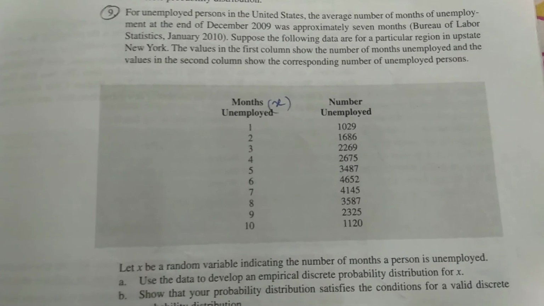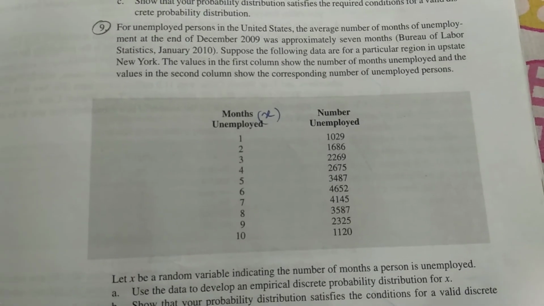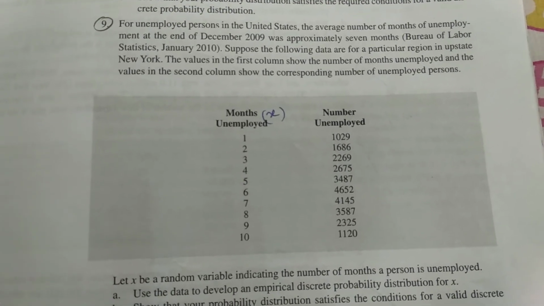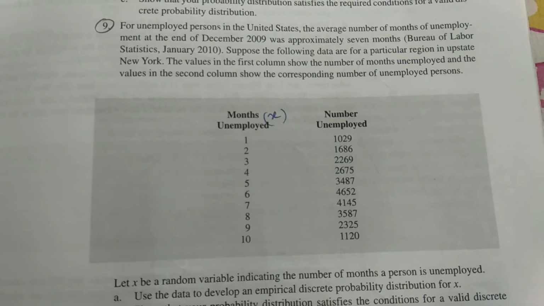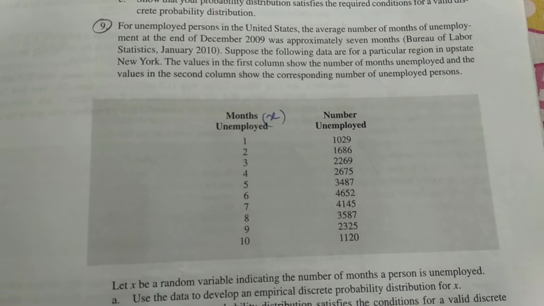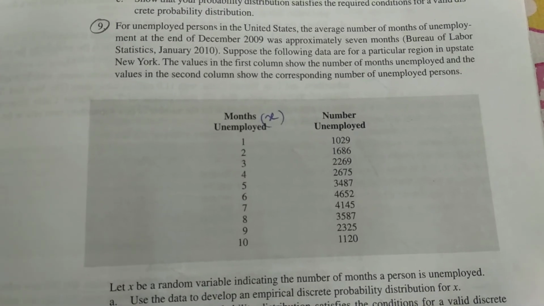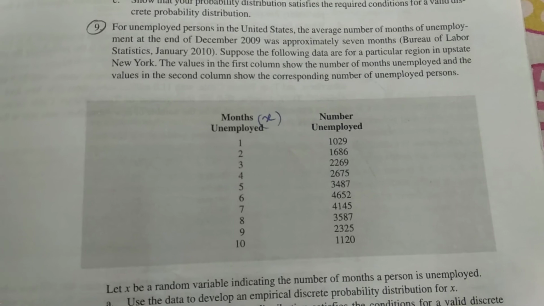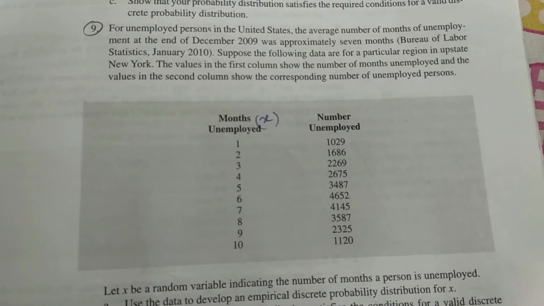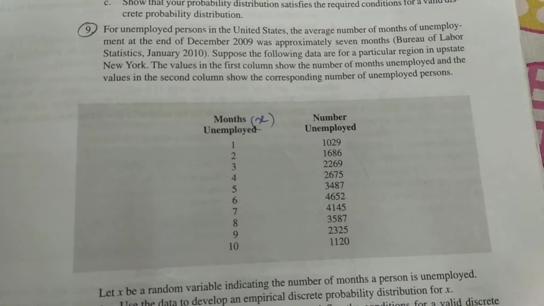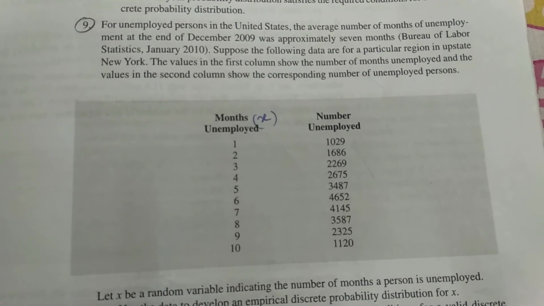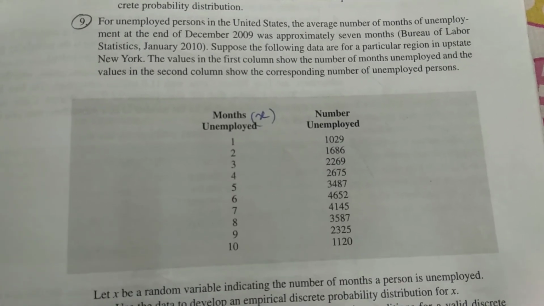Let's take one example from the book. Problem number 9. For an unemployed person in the United States, the average number of months of unemployment at the end of December 2009 was approximately 7 months. Suppose the following data are for a particular region in upstate New York. The first column shows the number of months unemployed and the second column shows the corresponding number of unemployed persons.